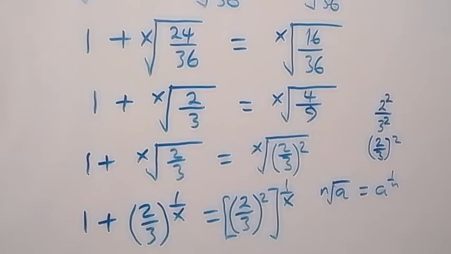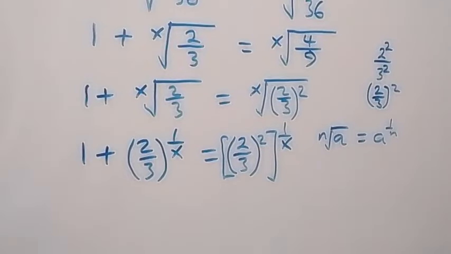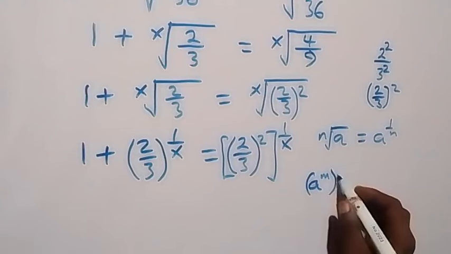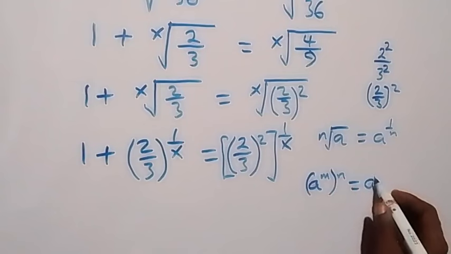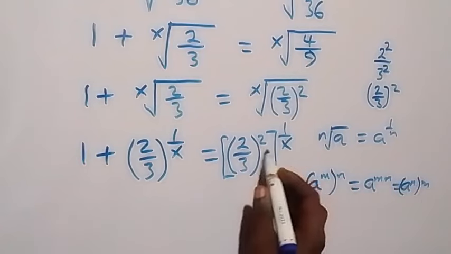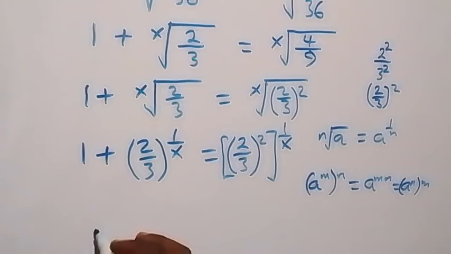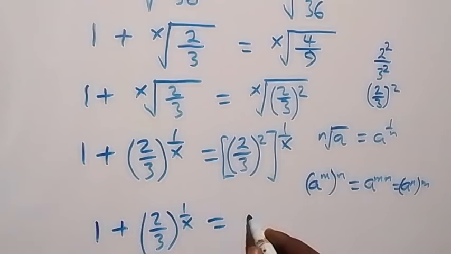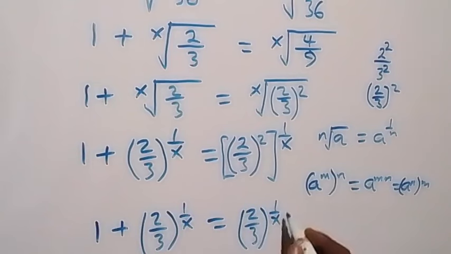Then in the next step, from the law of indices, when we have a raised to power m raised to power n, this can be written as a raised to power mn, this same thing as a raised to power n, then raised to power m. Then from here, it means we can interchange this power. Then we have 1 plus 2 over 3 all raised to power 1 over x equals 2 over 3 raised to power 1 over x, then all square.